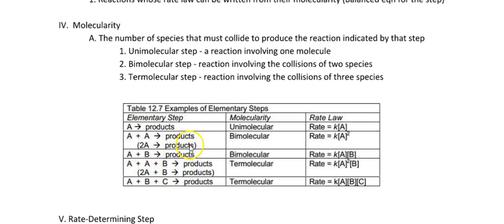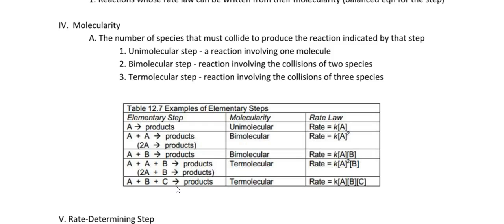And the termolecular step is a reaction involving the collision of three species, all right? And so here you have to have the right collision of like two A's and one B colliding perfectly to make your product. Or if you have A, B, and C, what is really the chances that you have exactly the right A, the right B, and the right C, all in the right orientation to have what is called an effective collision.